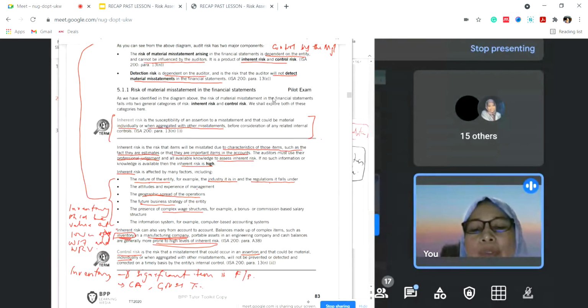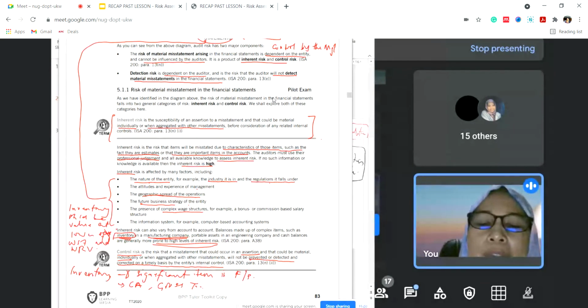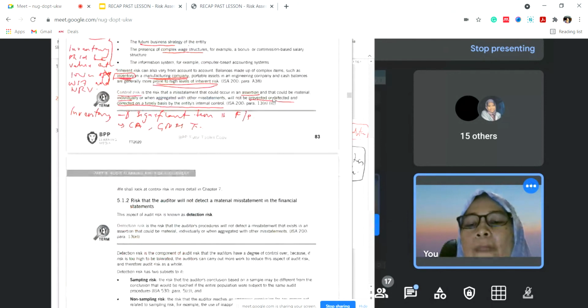For the control risk, the misstatement will not be prevented or detected and corrected on a timely basis by the entity's internal control. Internal control, we will look at in terms of the control activities, the components of control activities you have listed, in terms of the authorization of the document, in terms of the segregation of duties, in terms of the adequate documents and record. So that's where the internal control does not exist. It will not be able to prevent or detect or correct misstatement on a timely basis. So that is the meaning of control risk.